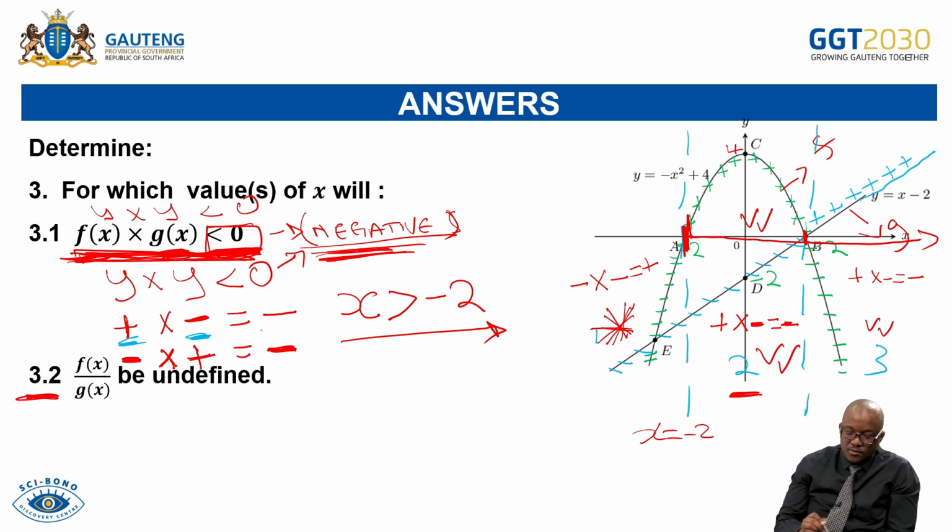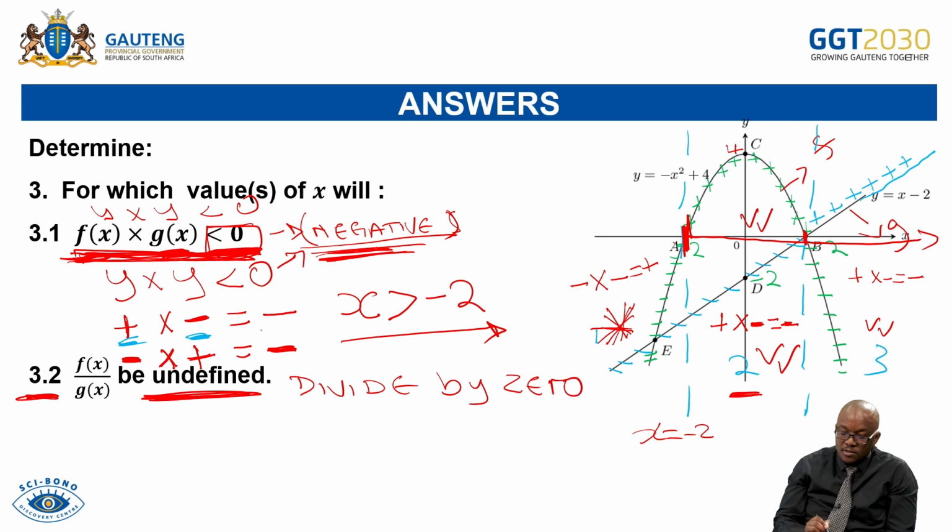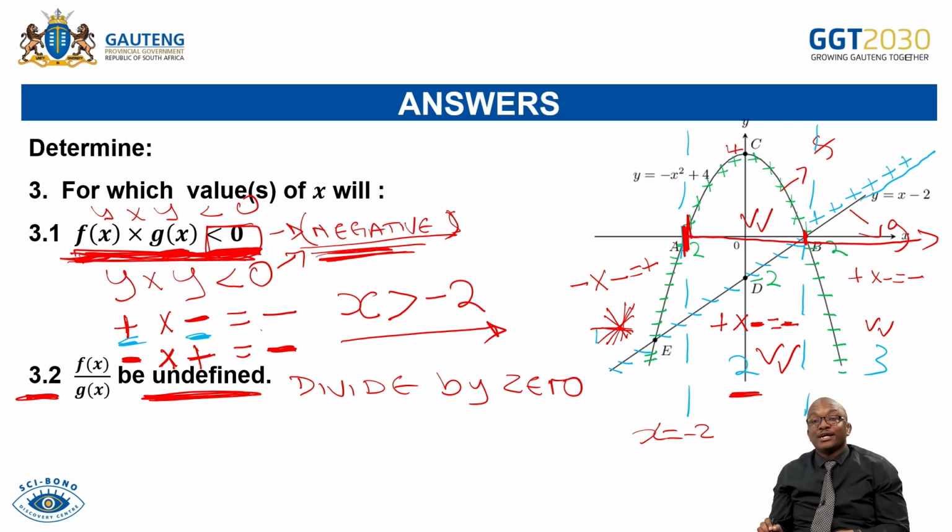2.3, what does it say? Undefined. It's when you do what? It's when you divide by 0. When you divide by 0, that's where you get undefined.